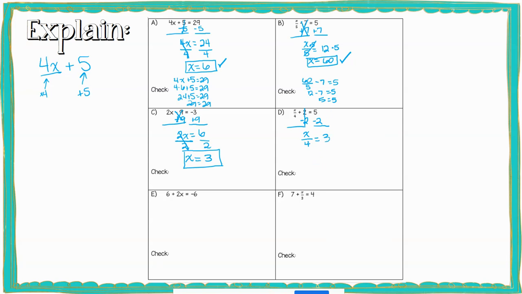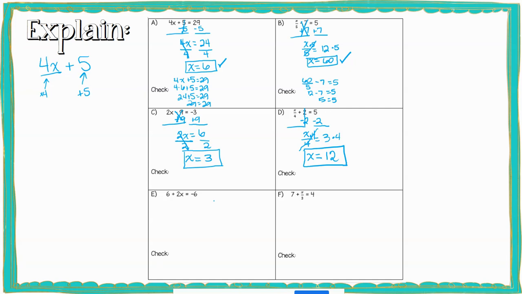Now I'm left with x over 4 equals 3. Well, I still need to get rid of this 4, so I see that x is being divided by 4. The inverse of dividing by 4 is multiplying by 4. So I'm going to multiply by 4 on both sides of this equation. These 4's will cancel to leave me with x equals, and then 3 times 4 gives me 12. So that means that x equals 12.